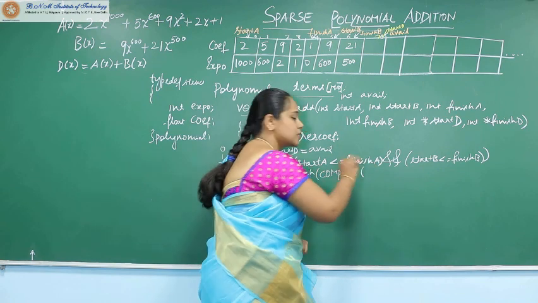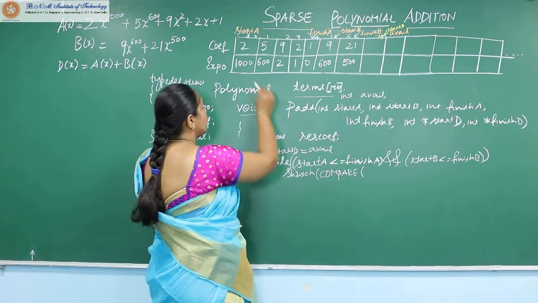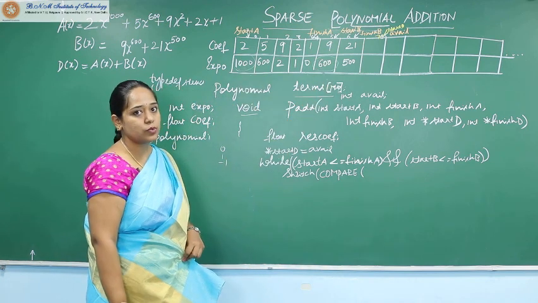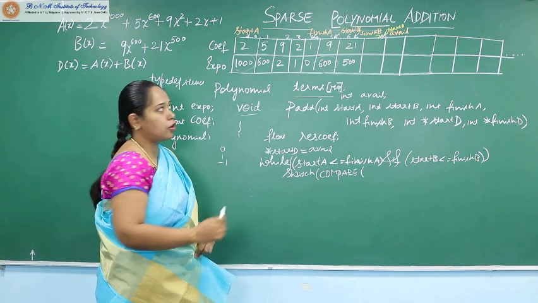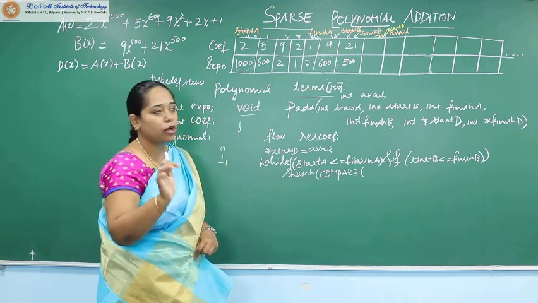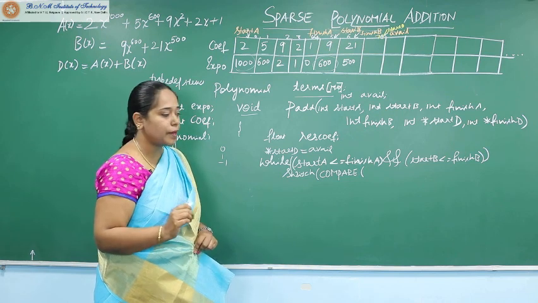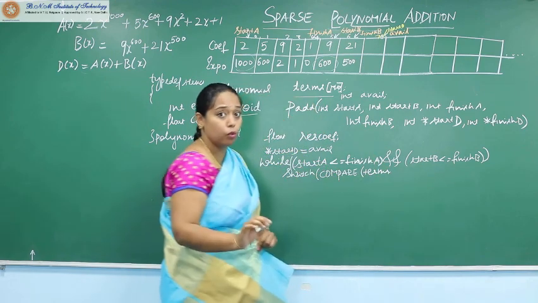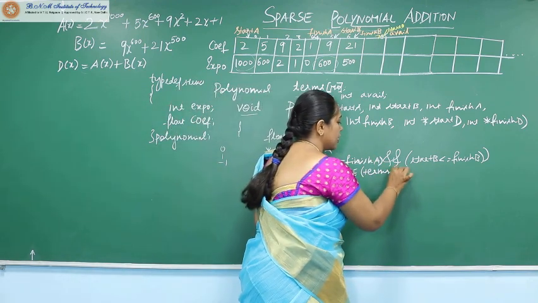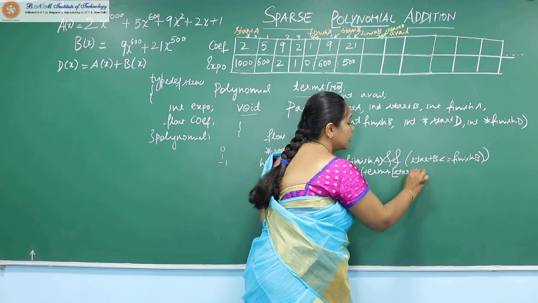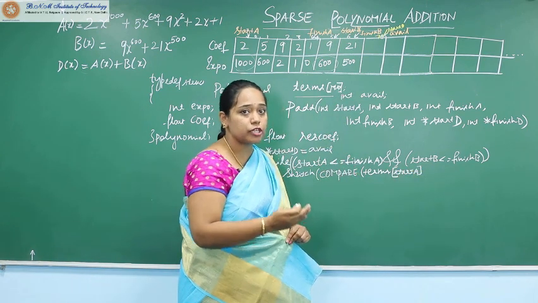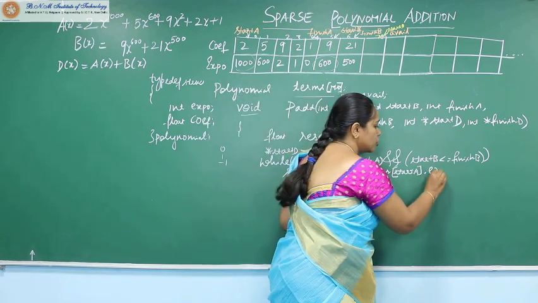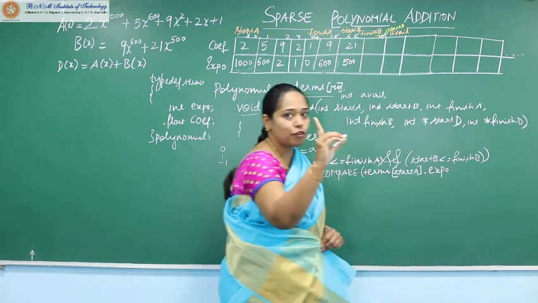Now, compare takes two parameters. I'm actually trying to compare 1000 with 600. Why am I trying to compare 1000 with 600? The first term exponent in polynomial A is 1000 and the first term exponent in polynomial B is 600. I've got to compare that. So my compare here is from the terms array only, but the index position here is start A. Terms of start A has two parts, coefficient and exponent. I'm not trying to compare the coefficient, I'm trying to compare the exponent. So dot exponent, that's my first parameter.